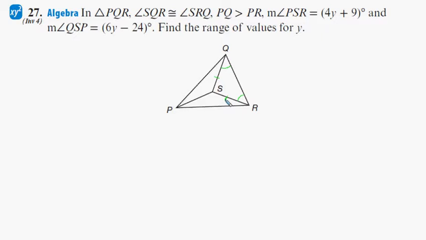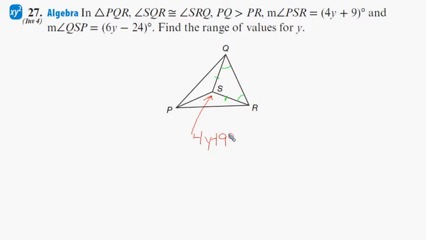We also know that PQ is greater than PR. We'll use that when we need it. The measure of angle PSR is equal to 4y plus 9. So right here, I'll just draw this little arrow here, 4y plus 9 degrees. That may come in handy later.